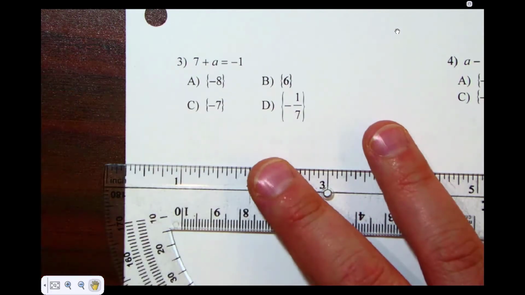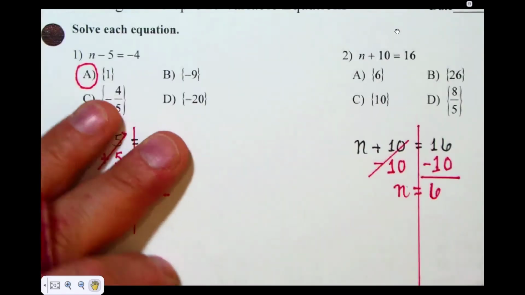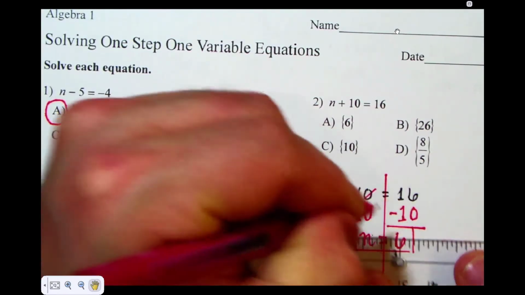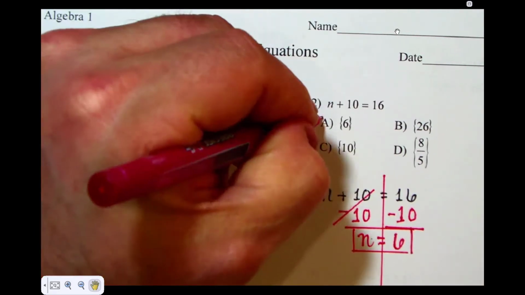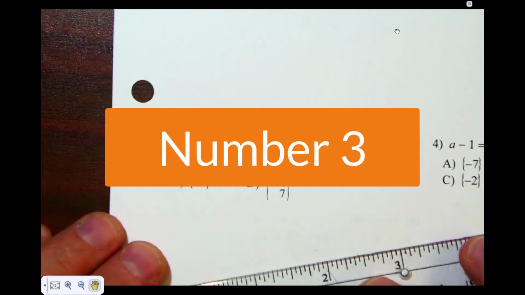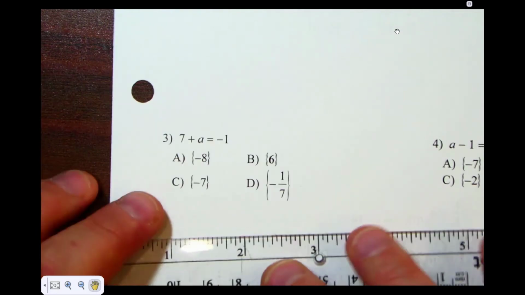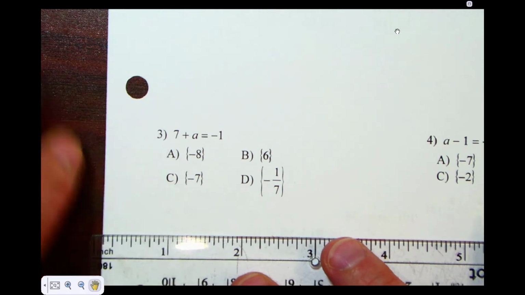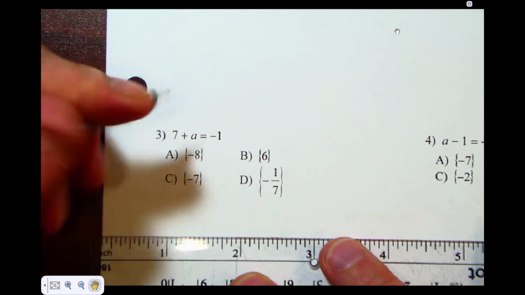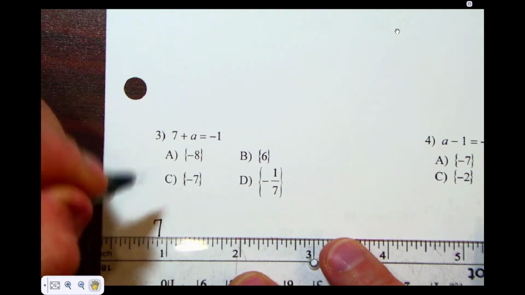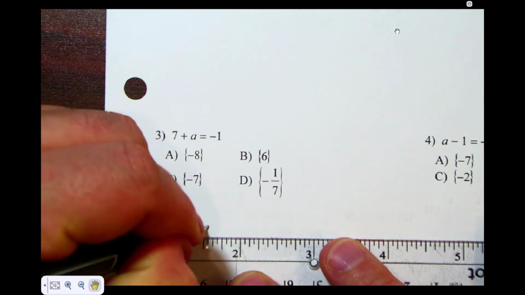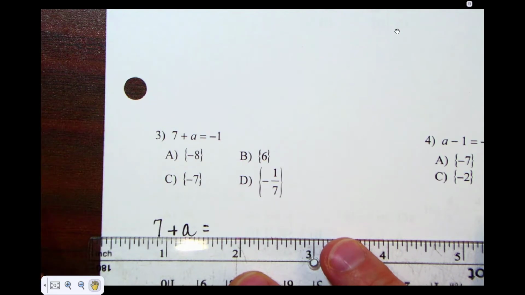All right, moving on to number 3. Oh, sorry. On number 2, I need to put this in a box and choose A. Number 3, 7 plus A equals negative 1. So I add some number to 7, and it equals negative 1. So I'm already thinking it's got to be negative 8.